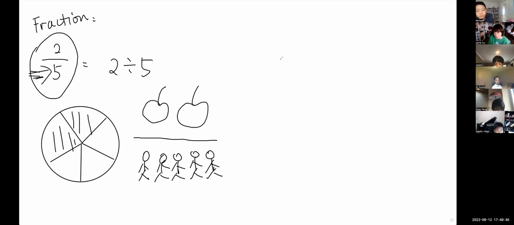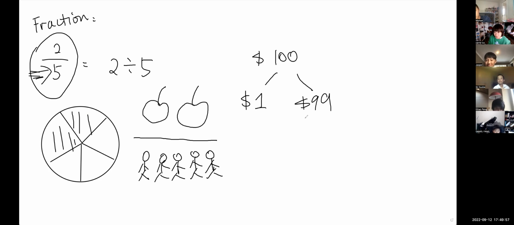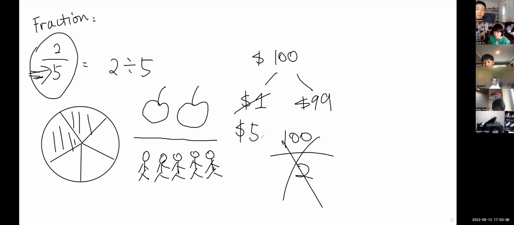So if Jasper has $100 and he gives Sir Ducky $1 and gives Michael $99, that is not 100/2. Get it? Because it's not equally shared. But instead, if Jasper gives Daniel 50 and gives Mike 50, then that is 100/2, which is 50. Understand? So the meaning of division and fraction is always about equally.